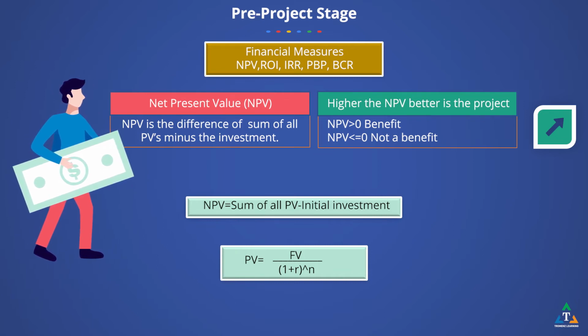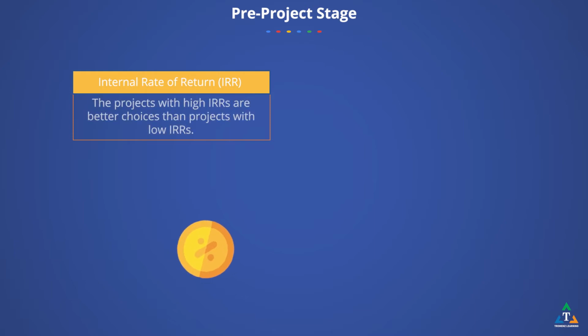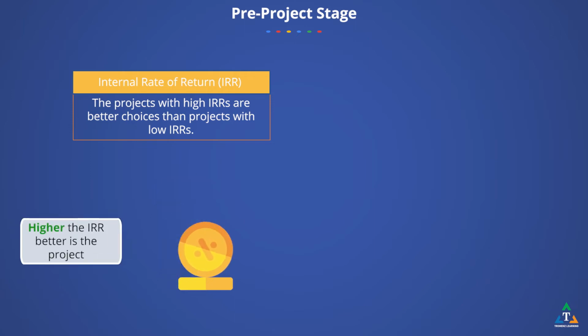Next, let's discuss internal rate of return. The internal rate of return, in short IRR, is the discount rate when the present value of the cash inflows equals the original investment. When choosing between projects or when choosing alternative methods of doing the project, projects with higher internal rate of return values are generally considered better than projects with low internal rate of return values.